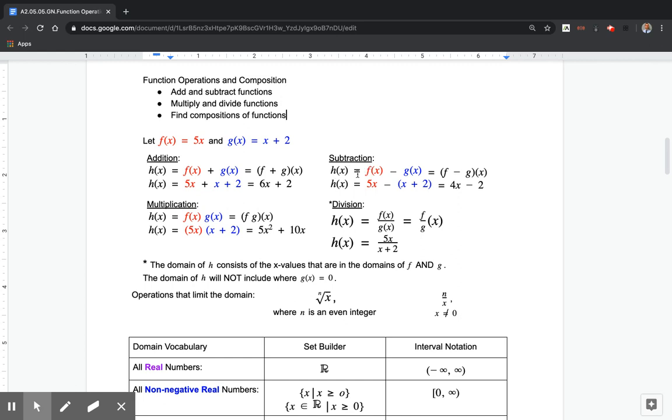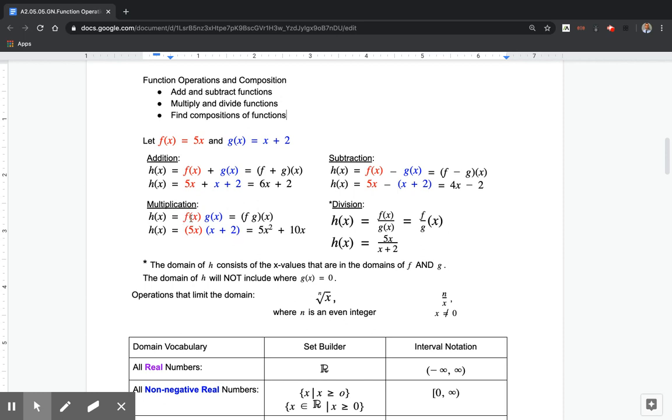Subtraction, we have h of x is equal to f of x minus g of x, or f minus g of x. And here we have 5x minus, and then in this case, when we're using subtraction, we have to put parentheses around the entire function because we have to distribute the negative to every term in the second function. So we get 5x minus x, which is 4x, and then the negative 2, so 4x minus 2.